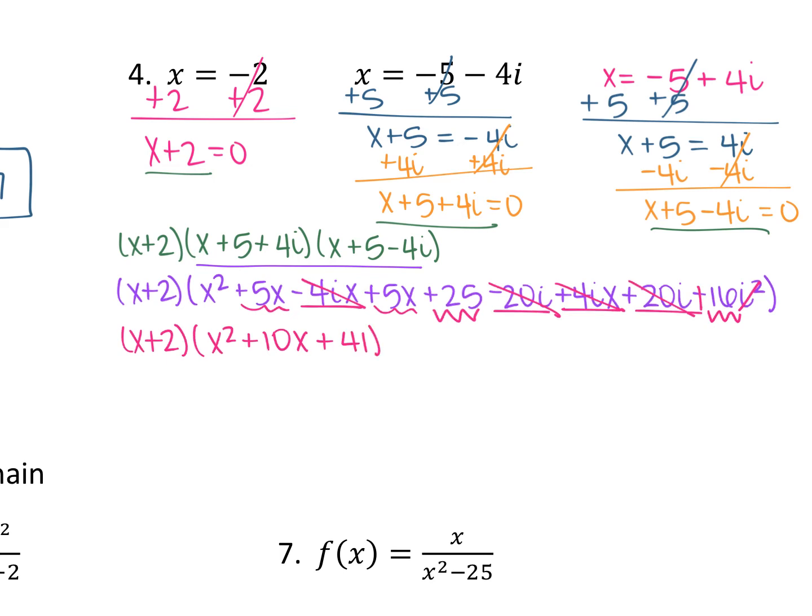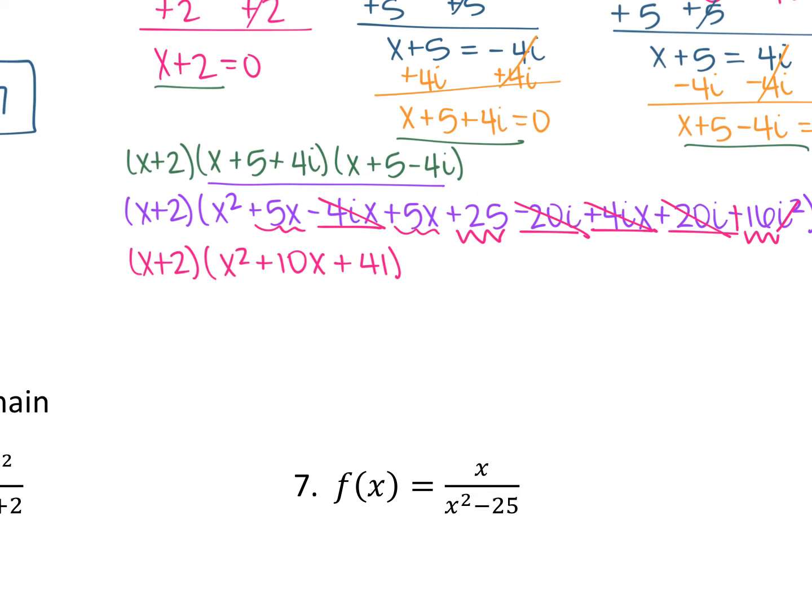From here, you just continue to multiply and combine like terms. So starting with the x times x squared, that's x cubed. X times 10x is 10x squared. X times 41 is 41x. Then 2 times x squared is 2x squared. 2 times 10x is 20x. And 2 times 41 is 82. Combine your like terms here and then you're done.